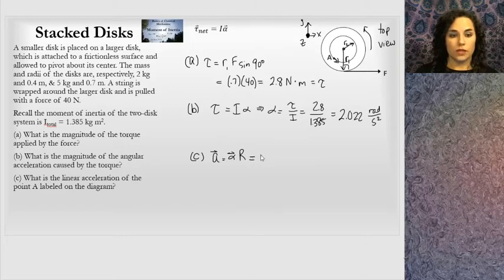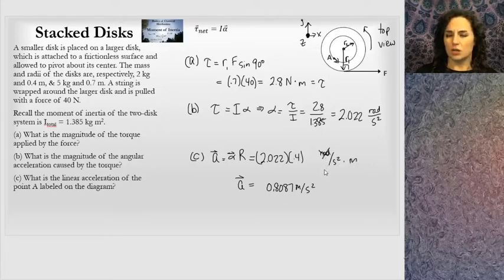So I will take 2.022 and multiply it by 0.4. And when I do that, I get a tangential acceleration of 0.8087, and this is meters per second squared. When you take radians per second squared and multiply by meters, the radians, which are dimensionless, cancel, and the meters take over there.